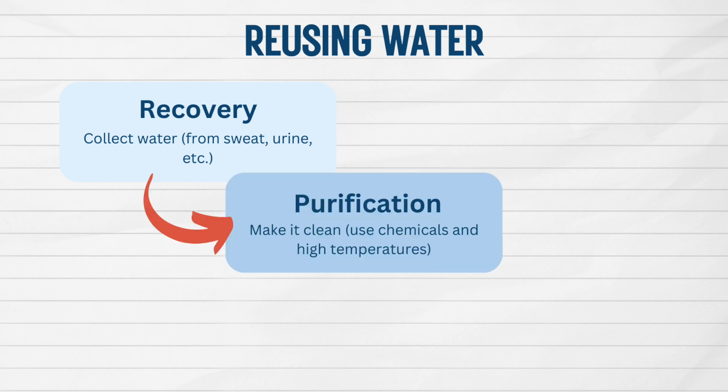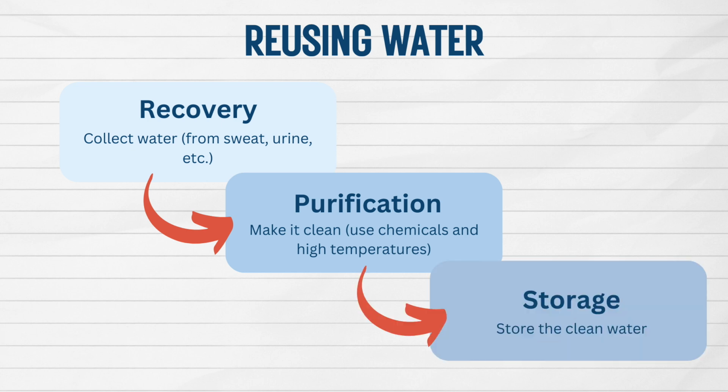Then astronauts have to purify it, or do purification. This makes the water clean. They use chemicals and put the water at really, really high temperatures to burn away anything that is bad. And then lastly, they will store the clean water and use it again. And the cycle continues.